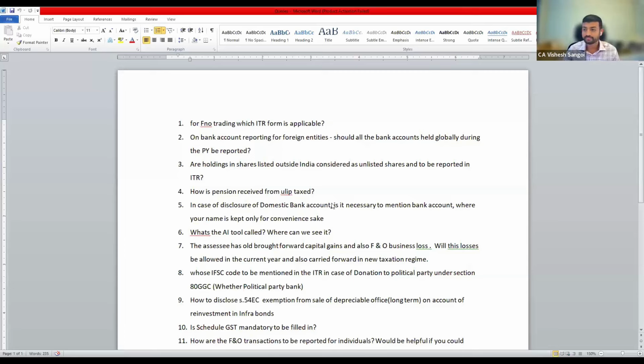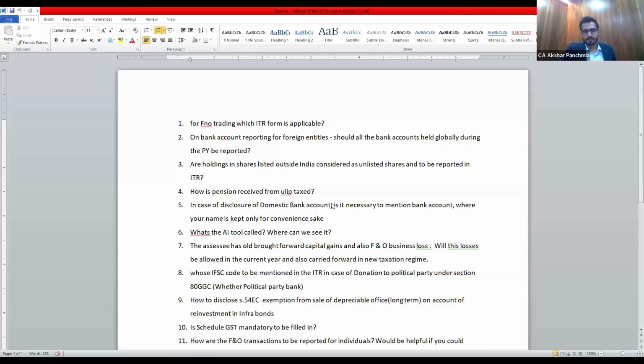Yeah, so for F&O trading, which ITR form is applicable? If you are having F&O, it is a business. So accordingly, ITR 3 would be applicable for this. I think Akshar also would agree, as F&O trading is ITR 3.